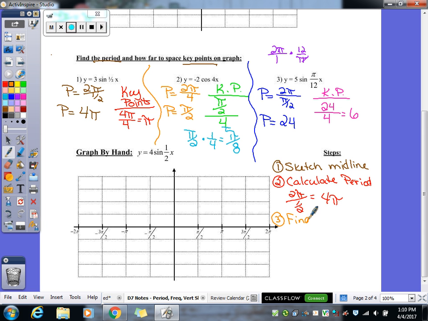So number 3, you want to find any key points and put little tick marks on them. So remember, to find our key points, you take your period, which was 4 pi, divide it by 4. So where are our key points going to be? Every pi. So I'm going to put a line at 0, pi, 2 pi, negative pi, negative 2 pi. That's where our highs and our lows are going to be.